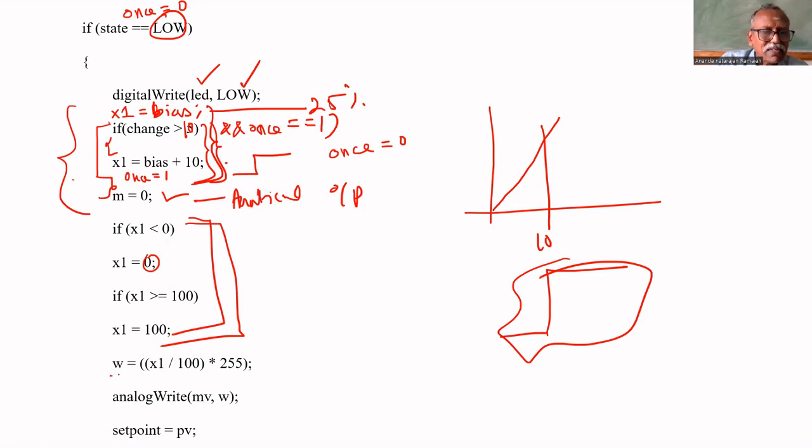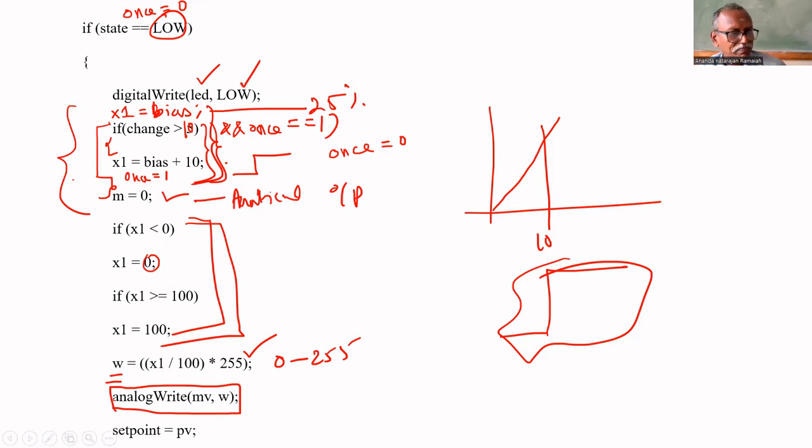So after checking that, the controller output should be converted into 0 to 255, 8-bit. For that, again, we are dividing by 100 percentage and converting into 255. Then analog write MV equal to W. That's all. Again, set point equal to PV.